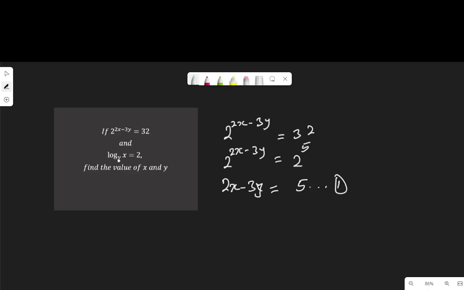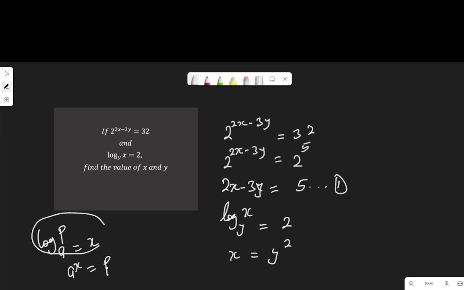Then the second part of the question says log x to base y is equal to 2. If I'm to express this in index form, that means x is equal to y to the power of 2. From the statement of logarithm, the logarithm of a number b to base a is the index x to which a must be raised to be equal to b. This is logarithmic form, this is index form. That is what I did here.